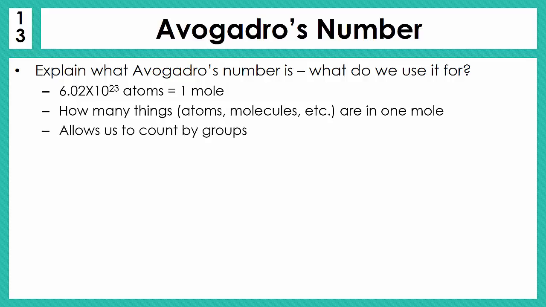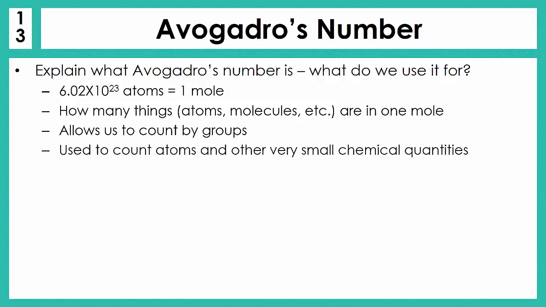So for example, we might count eggs by the dozen instead of by the individual egg. In the case of Avogadro's number, we're counting atoms, which are really, really small. So I need a really big number to count them by. I can't count them by dozens because a dozen is just not enough. So instead we count them by the mole.